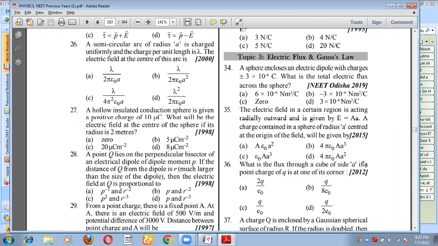Have all of you gone through question 34? Anyone having any answer? It's a NEET 2019 question, just 2-3 years old.